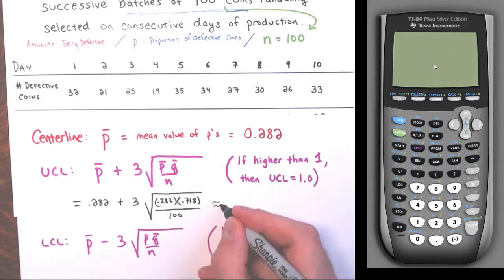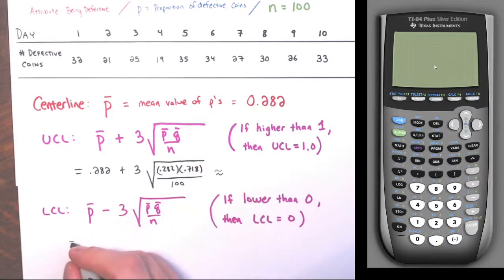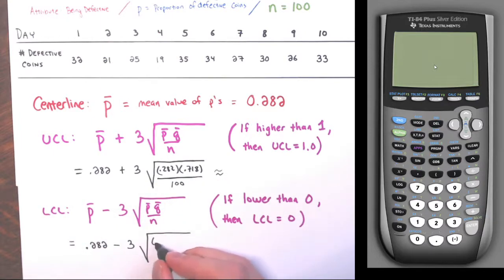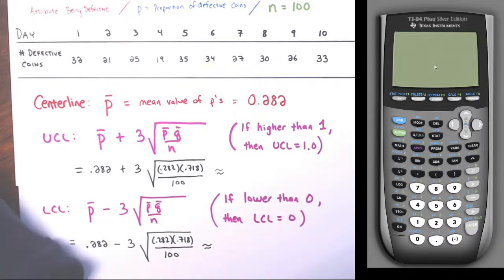And we'll get an approximation to this, and I'll do the same thing for the lower control limit. That's 0.282, the p bar, minus 3 times the square root of 0.282 times q bar, 1 minus 0.282, 0.718, divided by that n. Again, you're taking 100 coins a day, right? That's the n. All right, let me enter these. Now I'm just going to enter one of them and just change the plus to a minus sign for the other one.